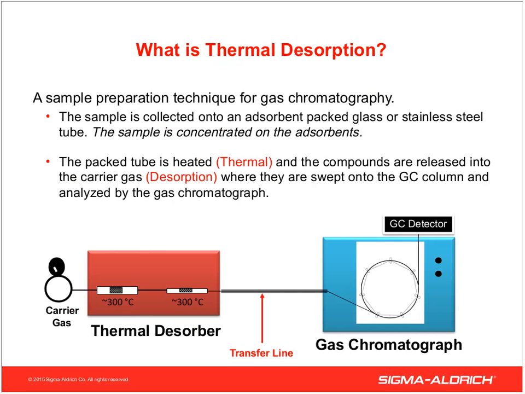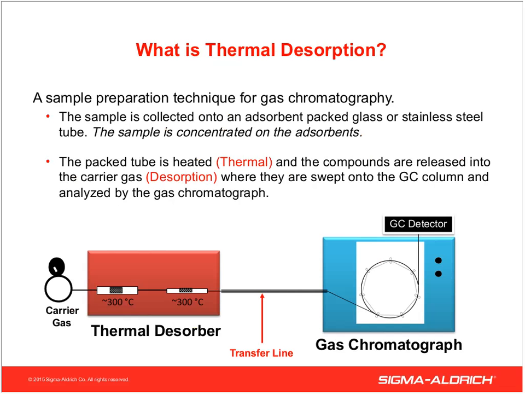So what is thermal desorption? It's a sample preparation technique for gas chromatography. The sample is collected onto an adsorbent packed glass or stainless steel tube, and the sample is concentrated on the adsorbent. So this is the tube that's out in the field, either taking an area sample or put on a person to take a personal air sample.